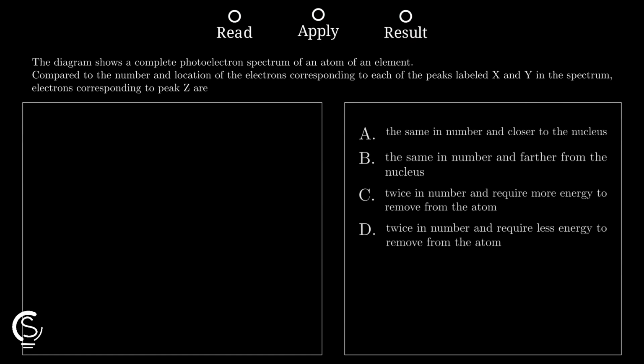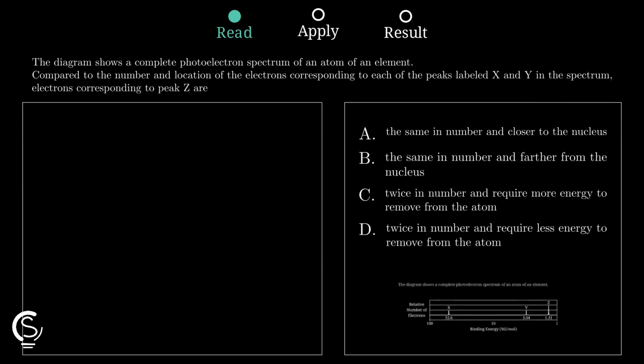In a photoelectron spectrum, the height of each peak represents the relative number of electrons in that subshell. Since peaks X, Y, and Z all have the same height here, that means all three peaks represent the same number of electrons.